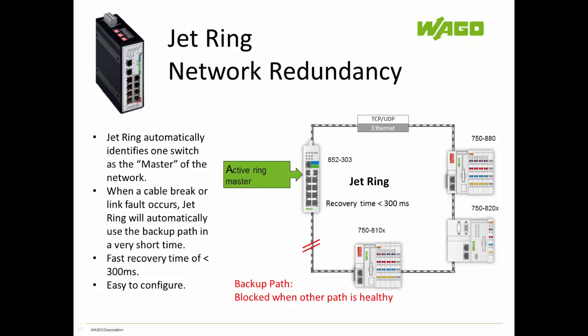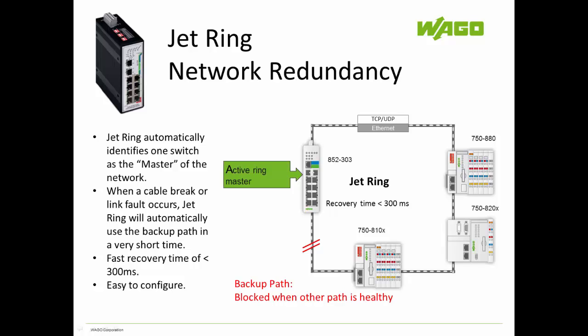WAGO's managed switches offer several methods for configuring Ethernet ring topologies for increased reliability. In the event of a broken path due to a cable break or local power failure on one device, the system can reroute Ethernet packets using a secondary path. One of the high-speed recovery rings offered is the Jet Ring.